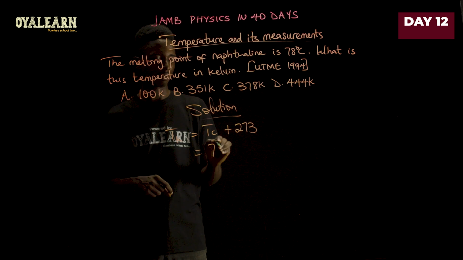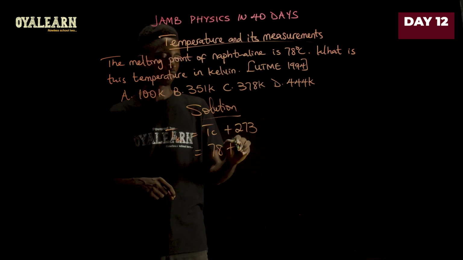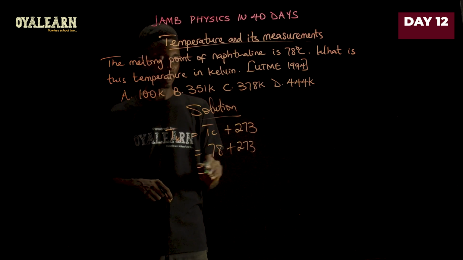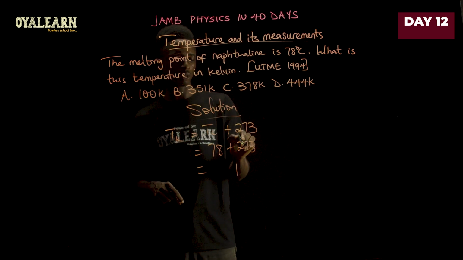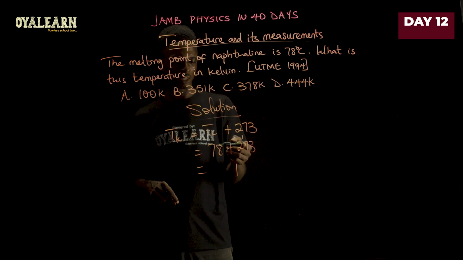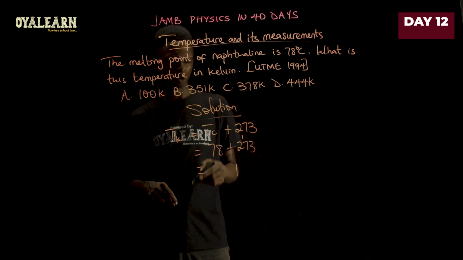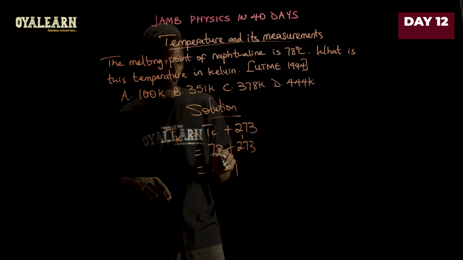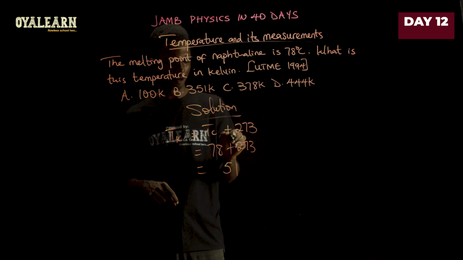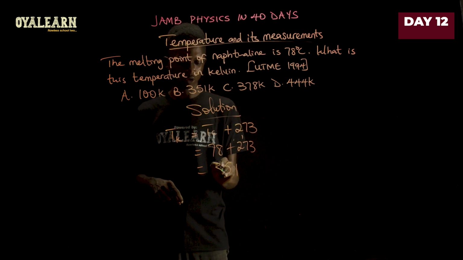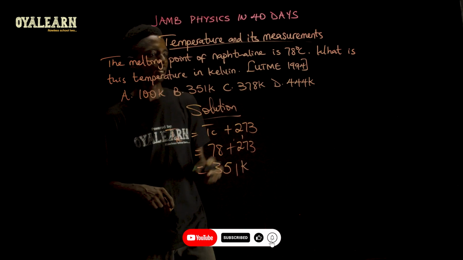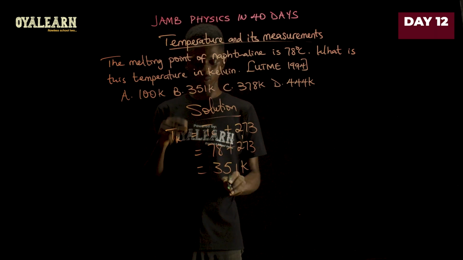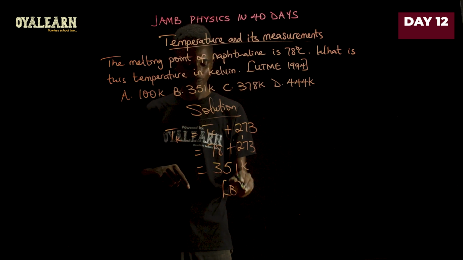So we have here 78 plus 273. Now let's add. 8 plus 3, that's 11. So 1 carry the 1. Now 1 plus 7 is 8. 8 plus 7, that would give us 15. So 5 carry 1. Now 2 plus 1, that gives us 3. So 351 Kelvin. Now comparing with the options we have, that is option B.